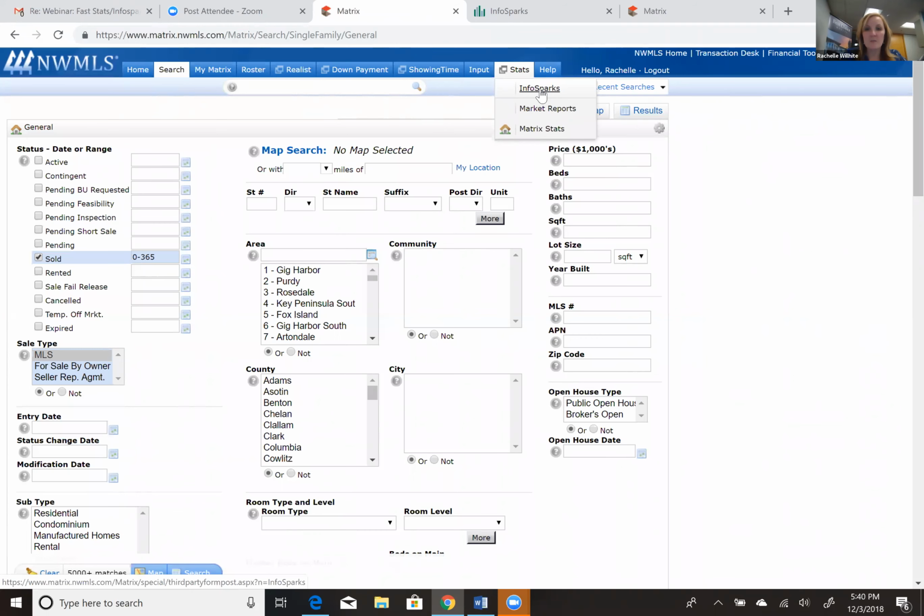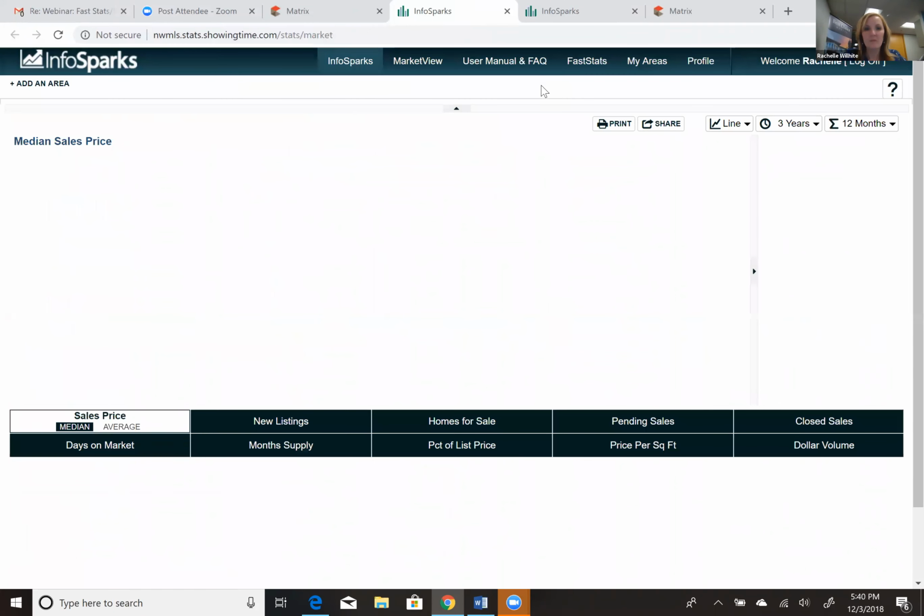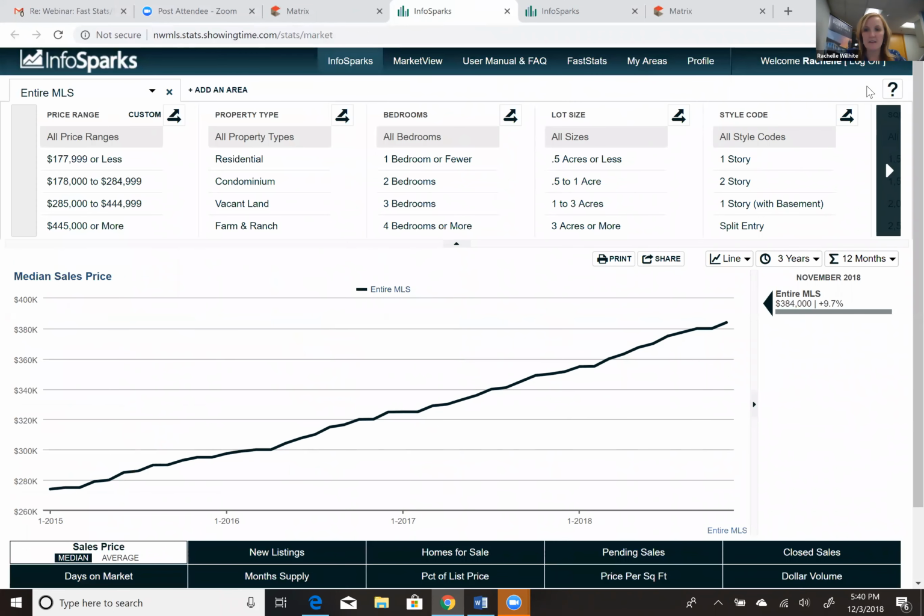So let's look at InfoSparks. When you go to stats and click on InfoSparks, it will pull up a grid that looks kind of like this right here. And what's nice about this is you can search multiple areas. They give you like 4 or 5 different areas you can compare.